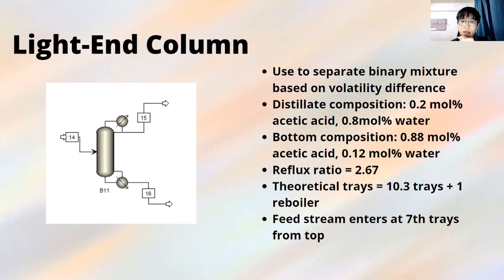From the McCabe-Thiele graphical method, the theoretical trays are determined to be 10.3 trays plus 1 reboiler. Moreover, the feed will enter this column at the 7th tray from the top. The condenser operates at 100.2 degrees Celsius, which is the dew point of the distillate, and at 1 atm, while the reboiler operates at 114.83 degrees Celsius, which is the boiling point of the bottoms at 1 atm.